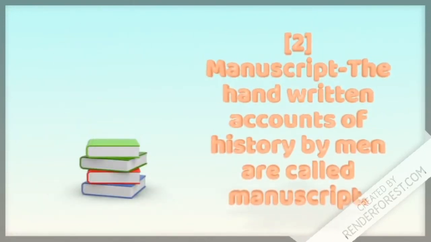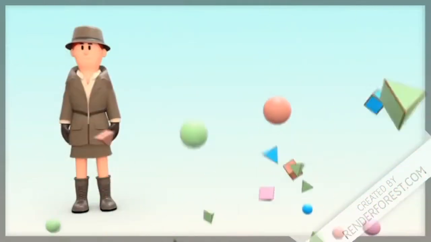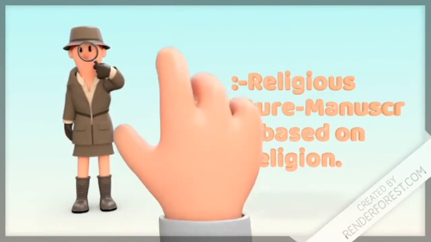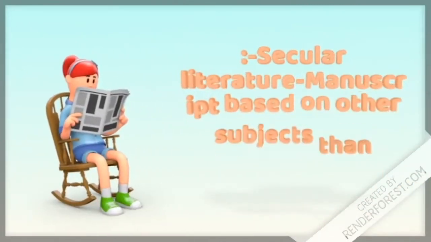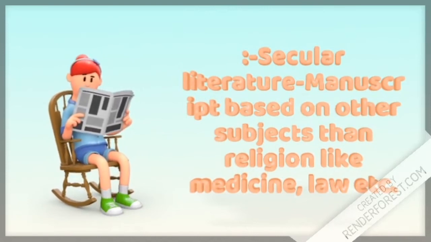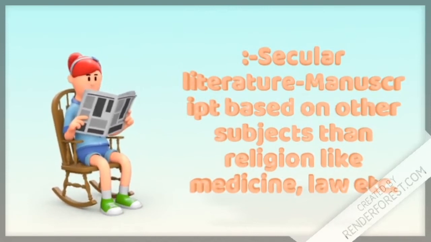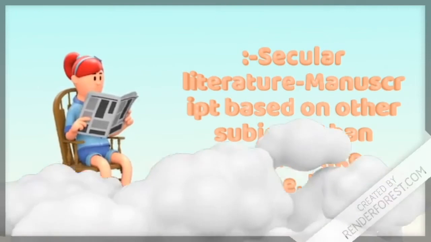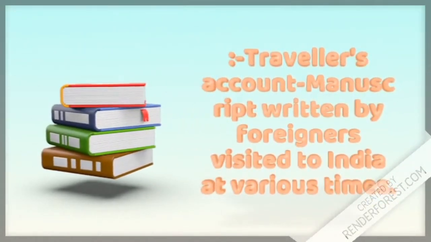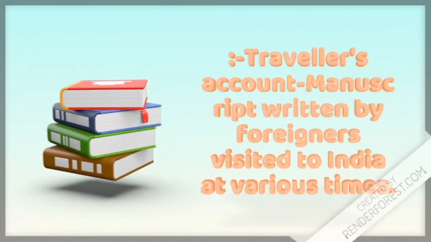Number 2, manuscript. The handwritten accounts of history by men are called manuscripts. Religious literature. Manuscript based on religion is called religious literature. Secular literature. Manuscript based on subjects other than religion, like medicine, law, etc., is called secular literature. Traveler's account. Manuscript written by foreigners who visited India at various times.